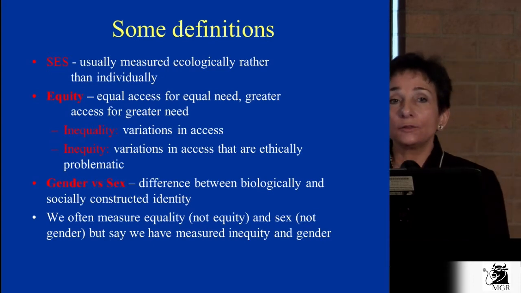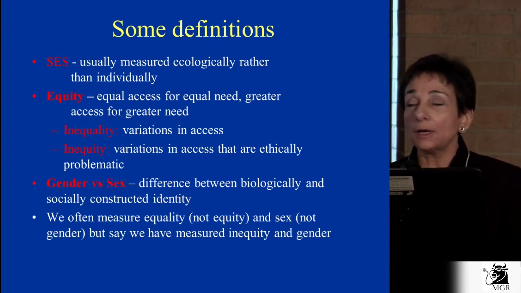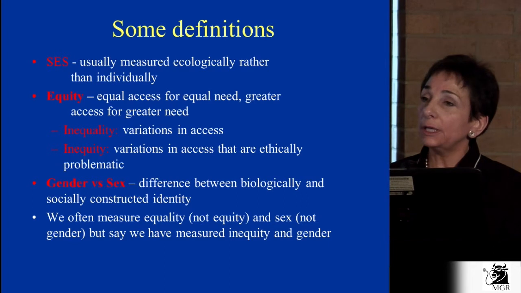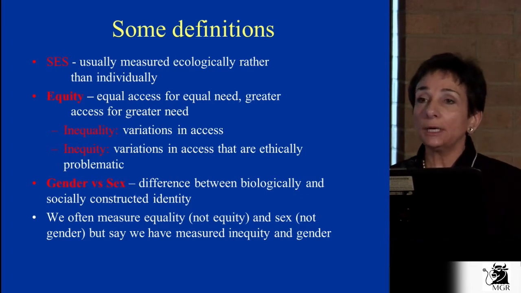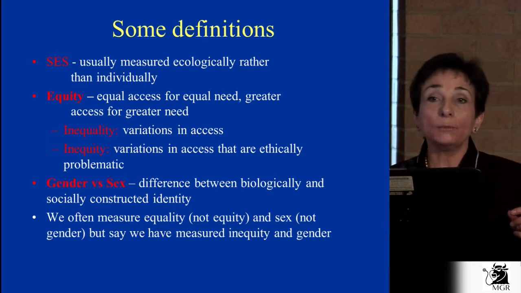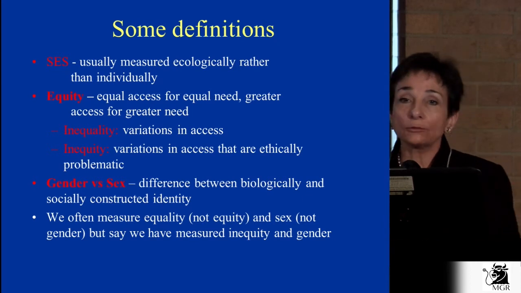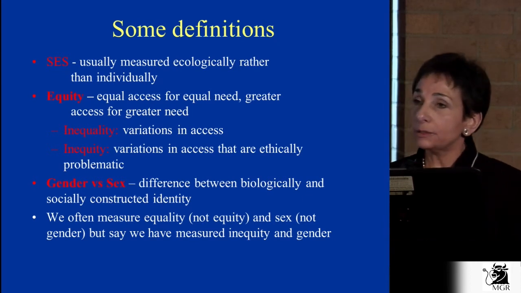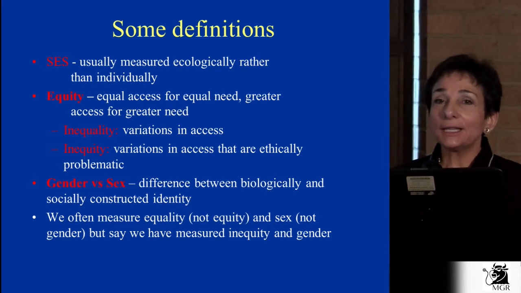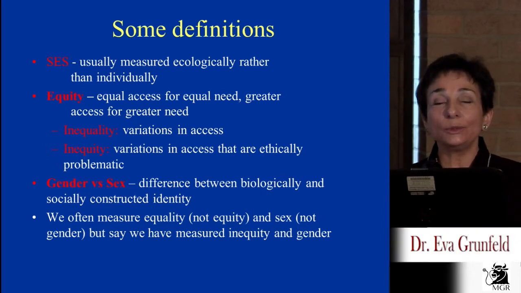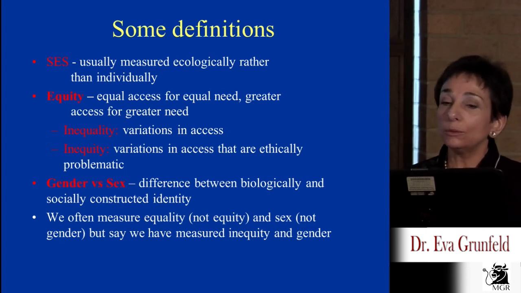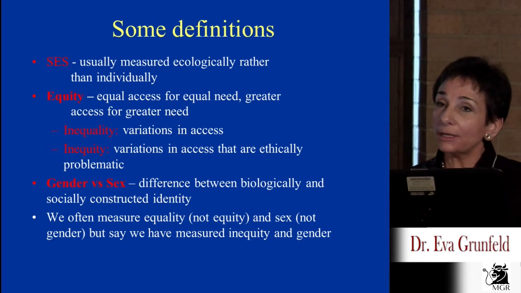Just a word about definitions. When we talk about socioeconomic status in population-based research, we're really using what we call an ecological variable: we're looking at the median income of the individual's neighborhood because we don't have information about the precise income of that family. So there's a certain level of generalizability and perhaps a certain bias that's introduced, but it's important to realize that. The other point about equity is that there is a distinction between equity and equality. Equity is equal access for equal need, but it also means greater access for greater need.